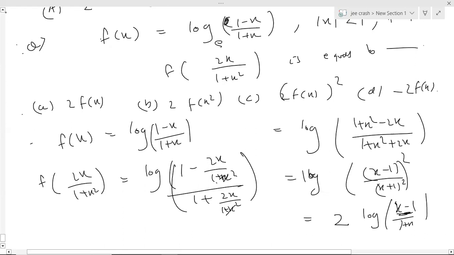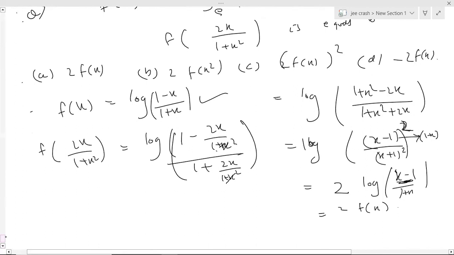Alright, and this x minus 1 is interchangeable, right? Because this is square, so I can write 1 minus x also. So the same becomes f of x, 2 of f of x. Are these steps clear? Yes, sir. Right? So very simple, 2 of f of x, option A is the correct answer.